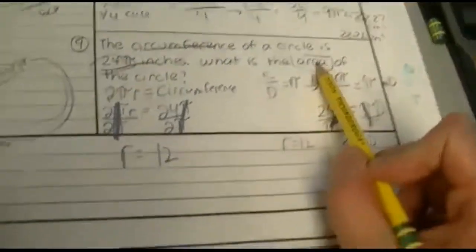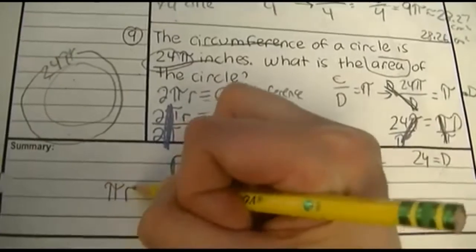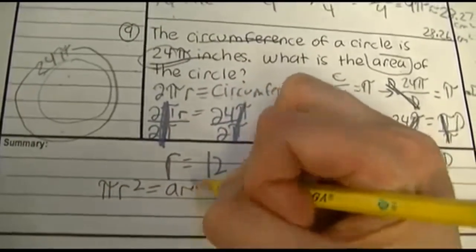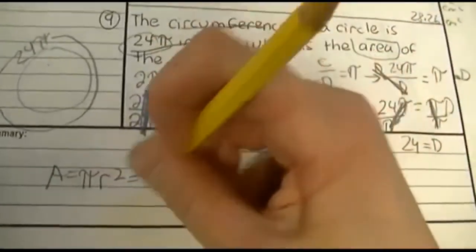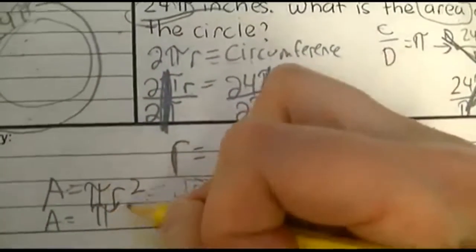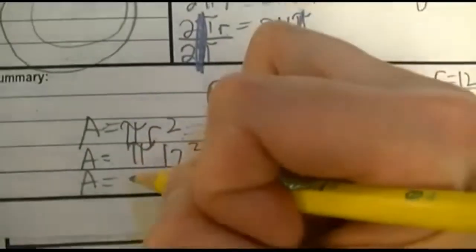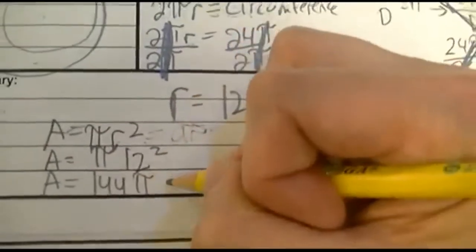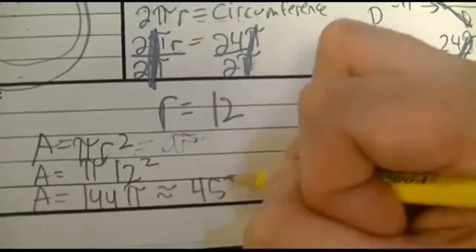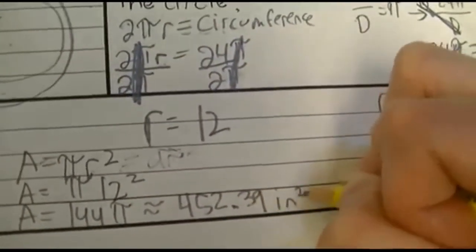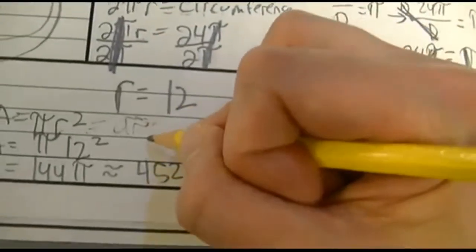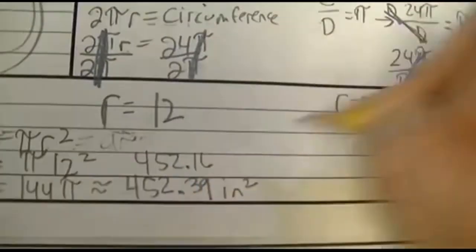But we're not done. They want the area. So here's where you would take pi times radius squared is equal to the area. Or you can go area equals pi r squared. Okay, so area equals pi times the radius squared. Radius squared, 12 times 12 is 144. So 144 pi, which is approximately 452 and 39 hundredths inches squared. If you use the pi button on your calculator, if you use 3.14, you'd get 452.16 inches squared, okay?